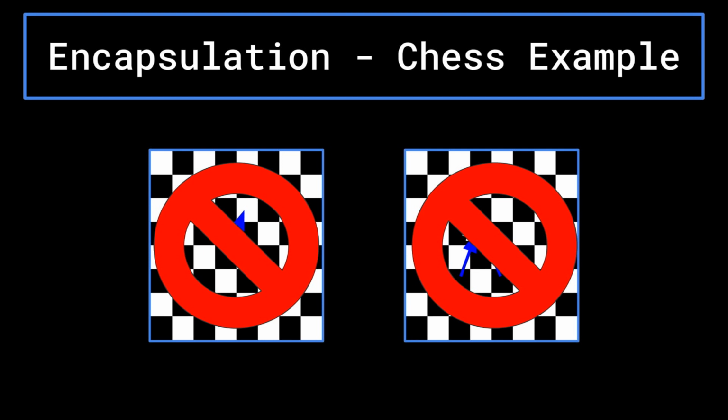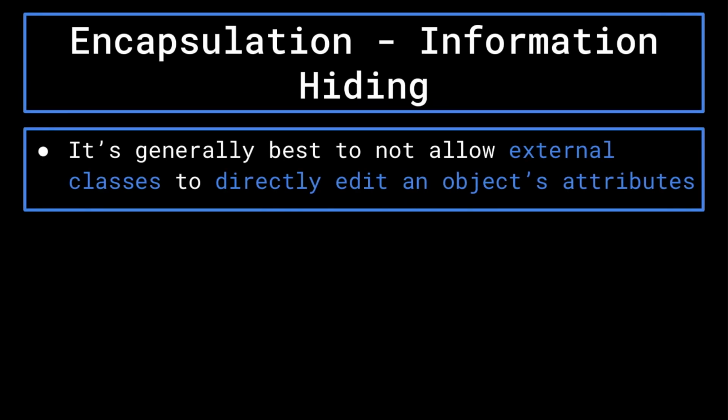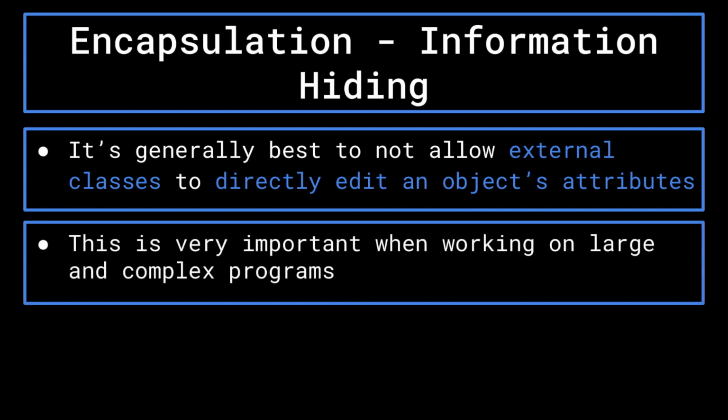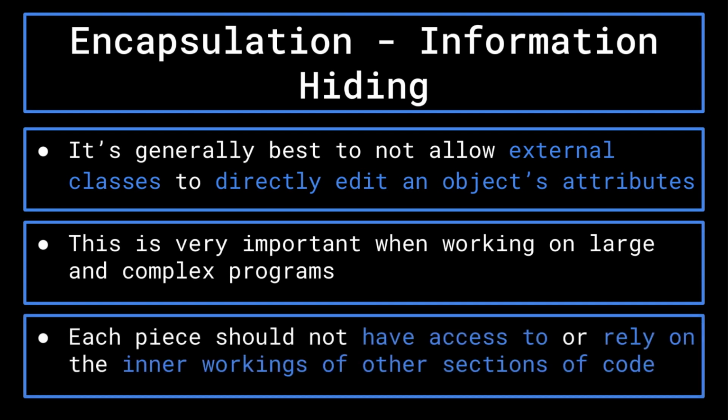Encapsulation is very useful for a variety of reasons. As we just went over, it is best to not have an object's attributes edited by anything external. This is especially true when you are working on a large and complex program, where you may want individual pieces of the program to work without requiring them to rely on every other section of code. In this way, preventing each piece of your code from referencing and requiring knowledge of the inner workings of each other section of code can be very useful.